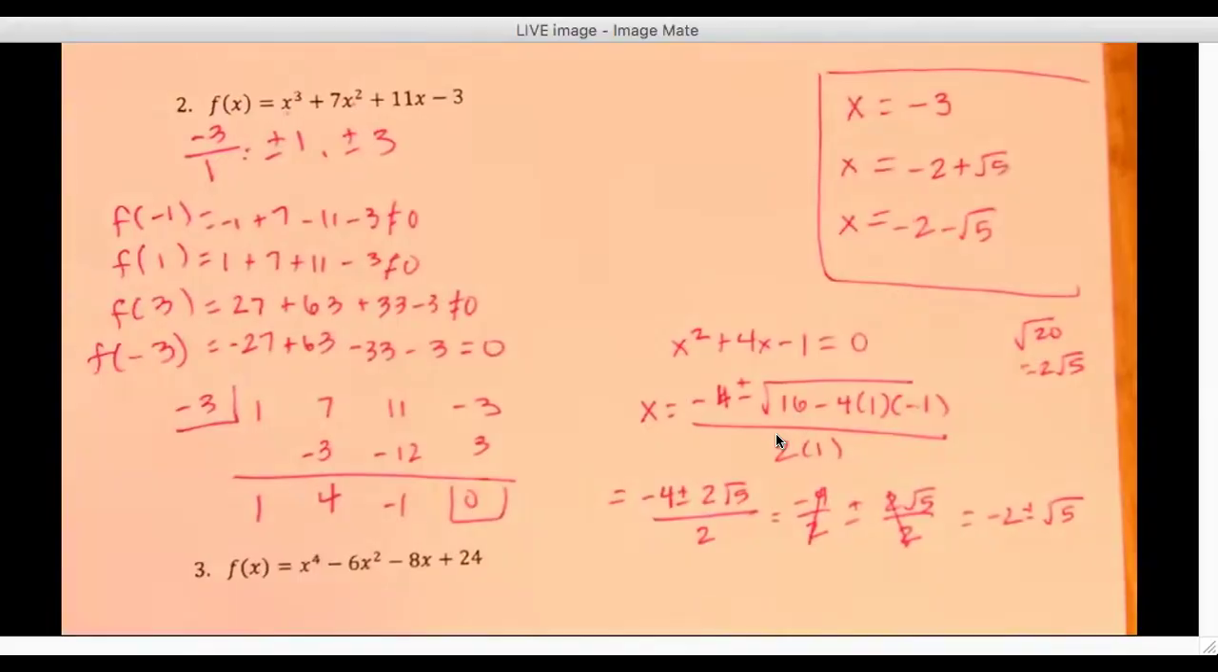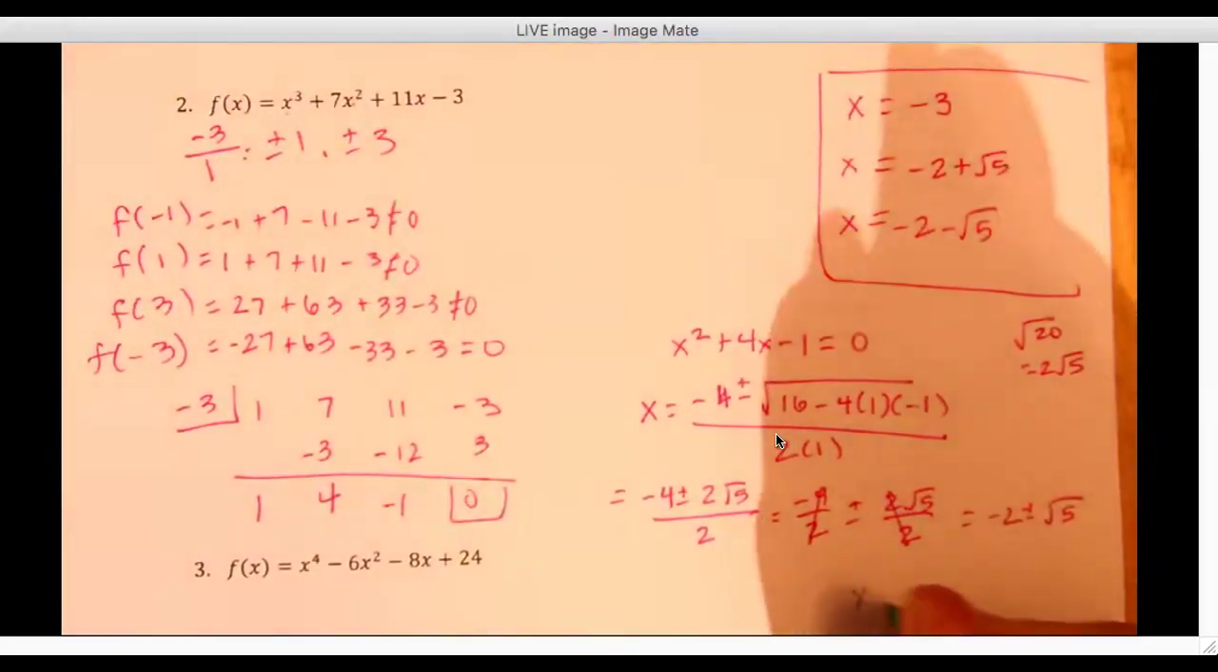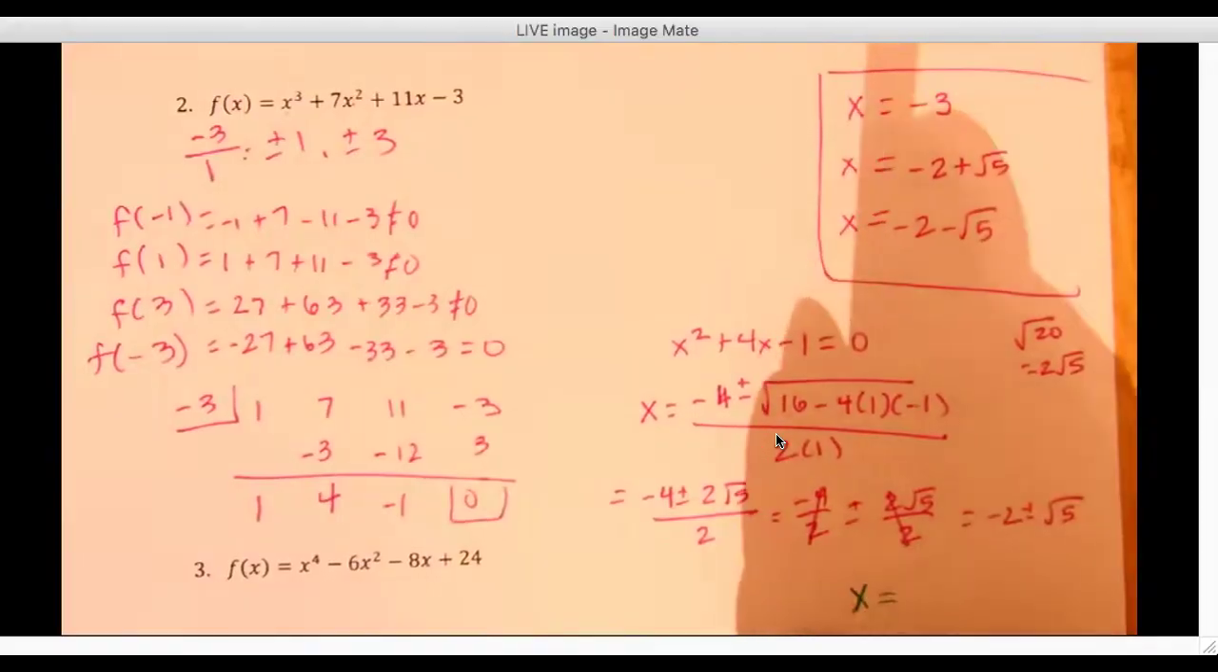Okay, so our next example has a degree 4 polynomial. So that means I should have 4 answers.